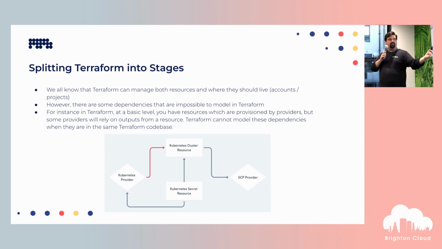So you have a dependency between the cluster resource and its provider, obviously, because it needs to be able to go out and provision itself. There then is a dependency between the Kubernetes secret resource and the Kubernetes cluster, because it needs to know that it's there before it can be put onto it, of course. And the Kubernetes secret resource depends on the Kubernetes provider. But the Kubernetes provider needs configuration too. It needs to know where that Kubernetes cluster is. And so that provider depends on that Kubernetes cluster resource.